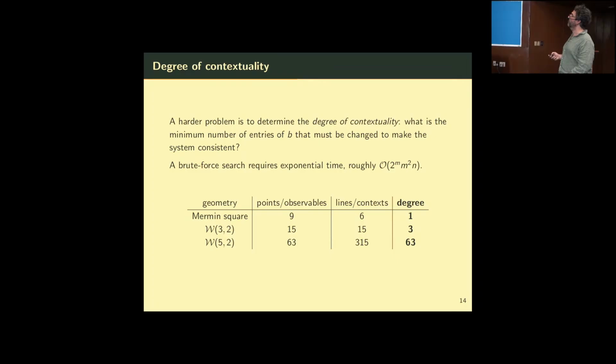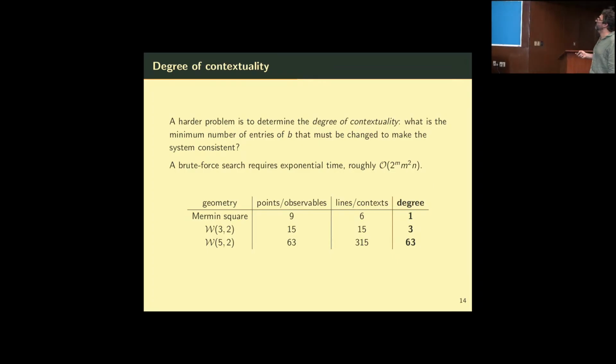For the full symplectic polar space of rank 3, for the 3-qubit Pauli matrices, now you have 315 contexts, so you have 315 constraints. So if you want to apply a brute force algorithm, you have to try 2 to the power of 315 configurations. And that's not possible. Okay.